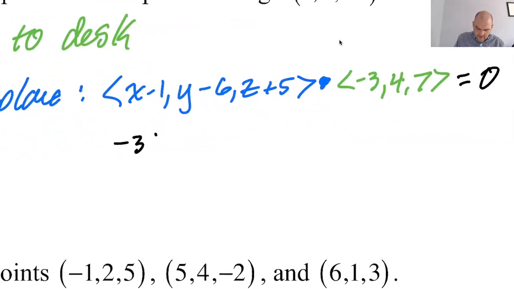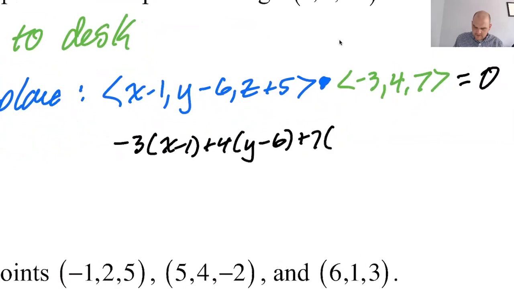So -3. So I'm doing the dot product. It just looks weird. Y minus 6, 7, z plus 5. Ew, that doesn't look like... Plus 5 equals 0. Typically what you do is expand this. So I'm going to do that. You could stop there though.